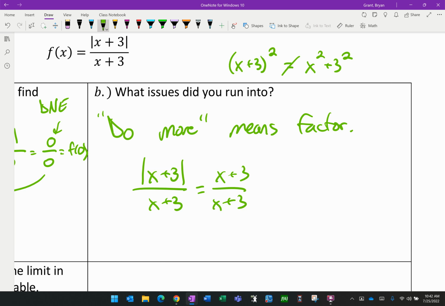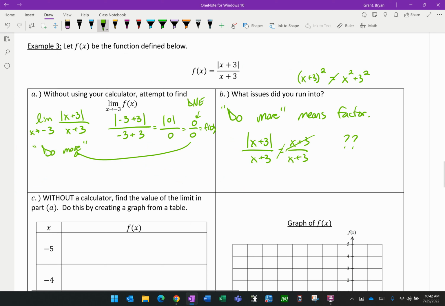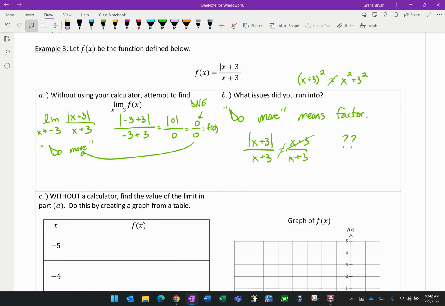You are not allowed to distribute a square with addition and subtraction the same way that you cannot distribute an absolute value. So that is not true, because you might have tried to do that and said, oh, we can just cancel this and say it's 1, right? Something over itself is 1. Nope. So we actually don't know how to do more at this point. And so we're going to go back to our old friend graphs and tables and use that as an assist. Without a calculator, we're going to find the value of the limit in part A, and we're going to do it by creating a graph from the table.